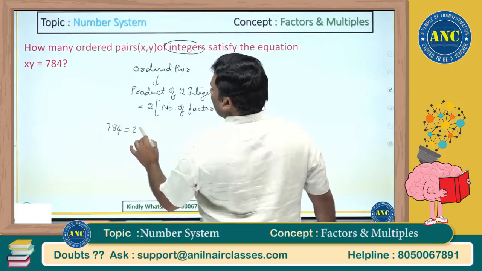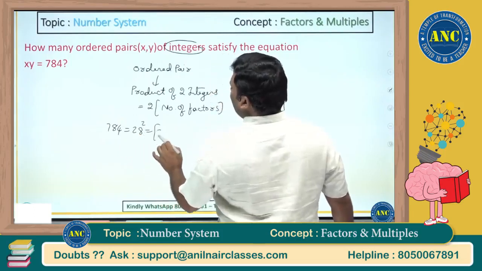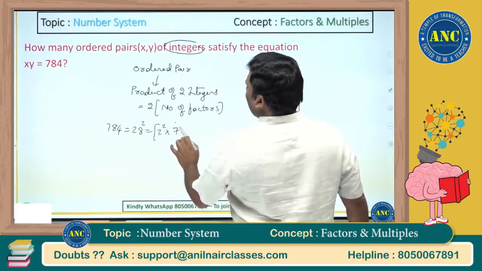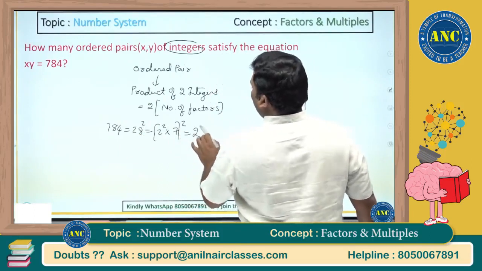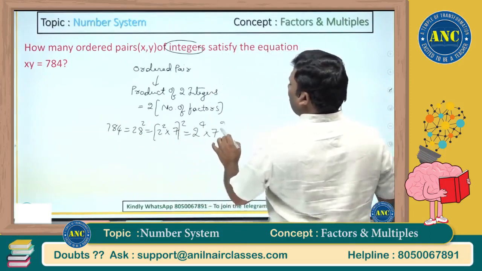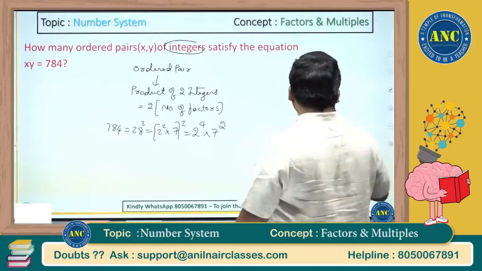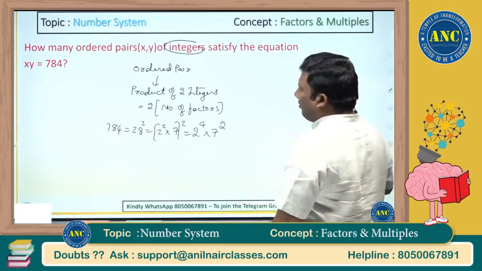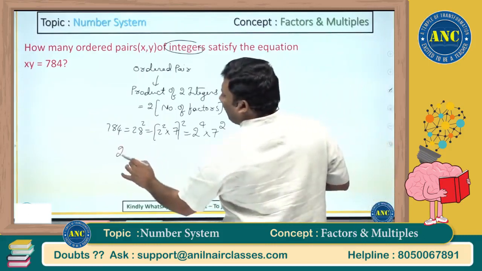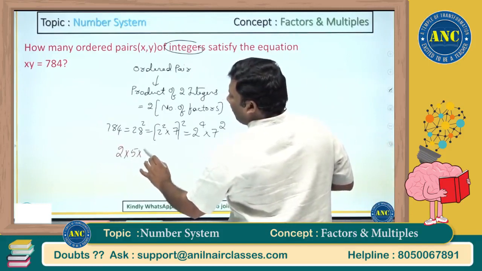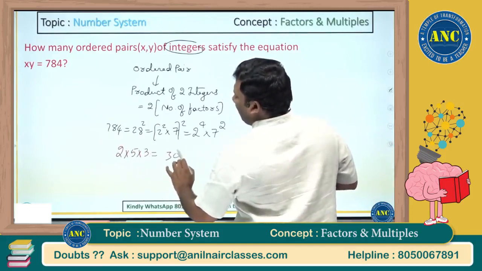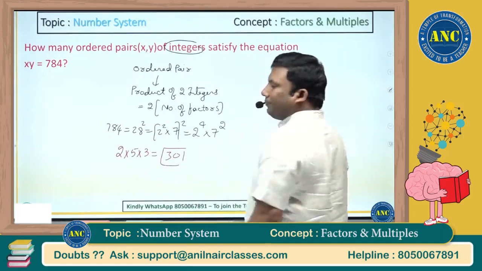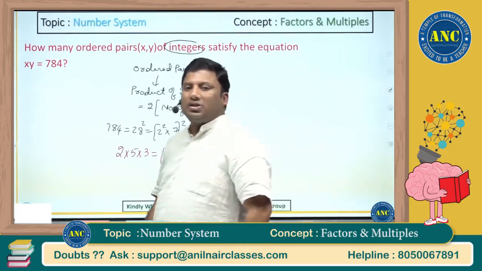784 will be 28 square. 28 is 2 square into 7, whole square. So 2 power 4 into 7 square. What will be the answer? The answer will be 2 times the number of factors. 2 into 5 into 3. How many ordered pairs will it take? 30.